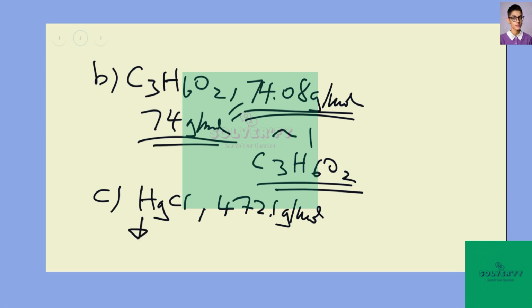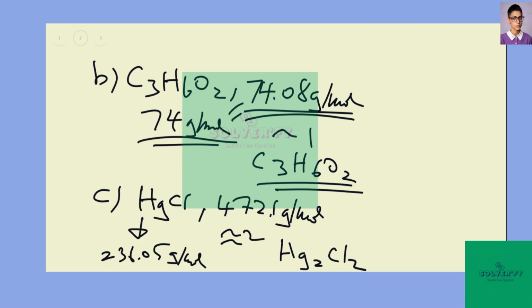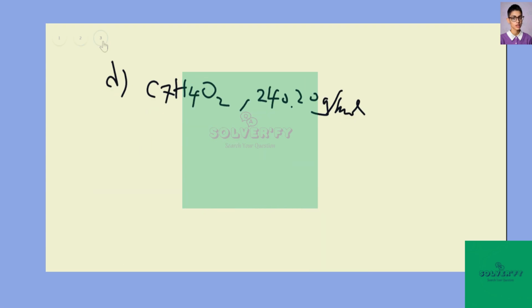Okay, so we move on to C. Again, we just need to find the molar mass of the empirical formula. So we have mercury with chloride, so 236.05 grams per mole for the empirical formula. We're going to take our molecular molar mass divided by our empirical molar mass. So it's roughly around 2. So you know that the actual molecular formula is Hg2Cl2.